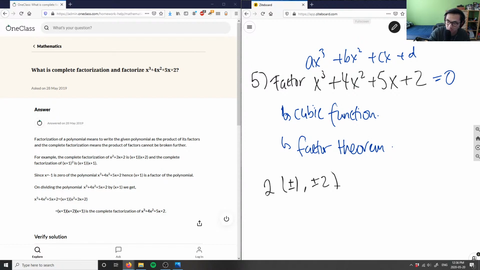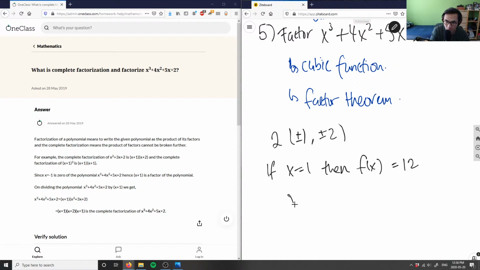So I can say here if x equals 1, then f of x, I'm going to say that this function is f of x, is equal to 1 cubed plus 4 times 1 squared plus 5 times 1 plus 2, which would give me 12. So in this case, it would not give me 0. So x equals 1 is not a factor.